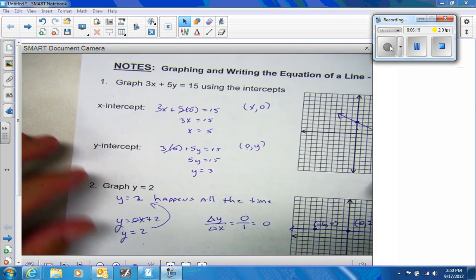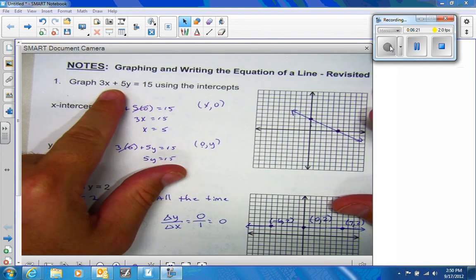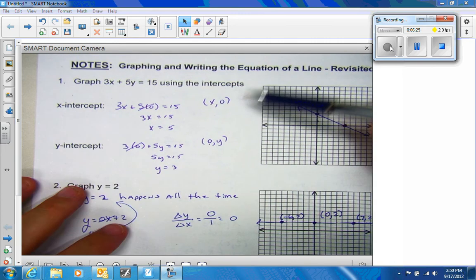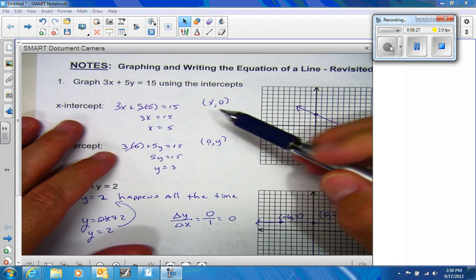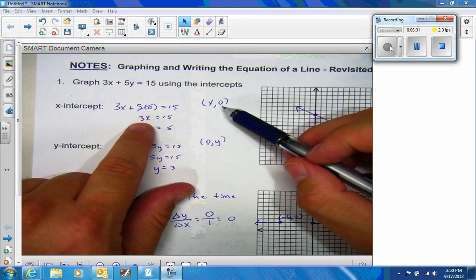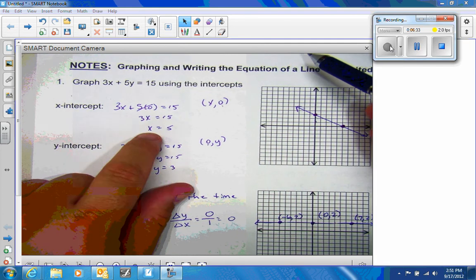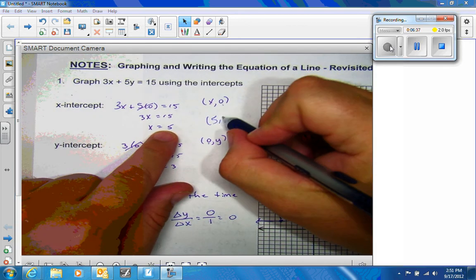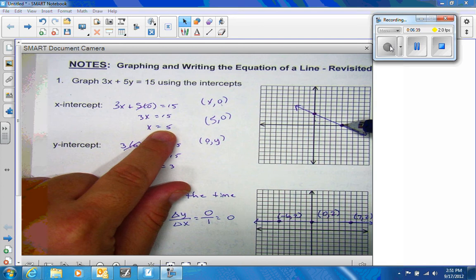All right, your next page is a continuation. A couple of things. When you're given something in standard form and you're asked to graph it using the intercepts, remember, an x-intercept is (x, 0). A y-intercept is (0, y). So if you plug in 0 for y, you're left with 3x equals 15, and x would equal 5. So you basically would have a point (5, 0). And that's what I did. I plotted it at (5, 0).